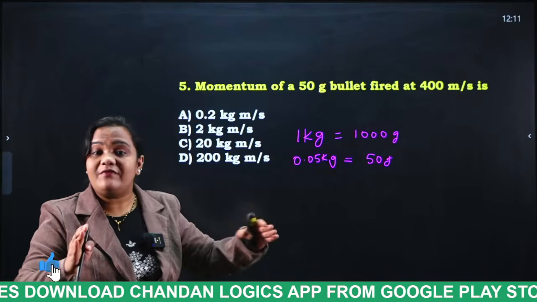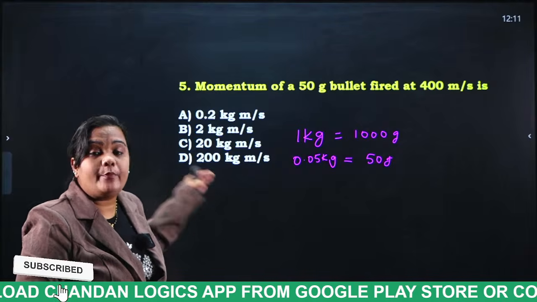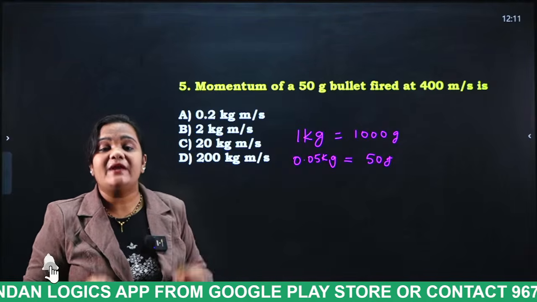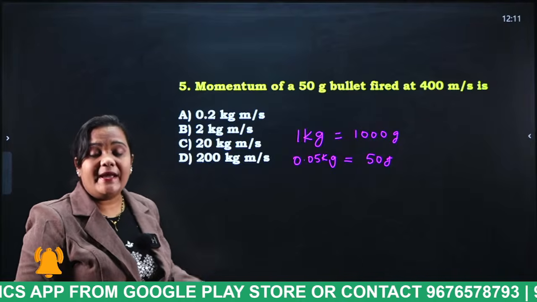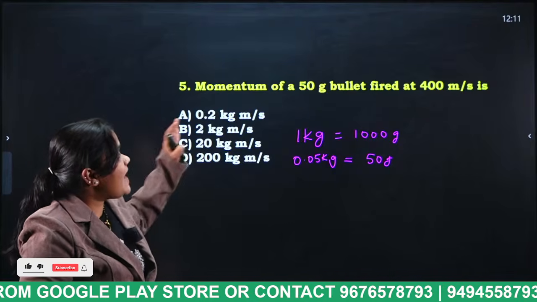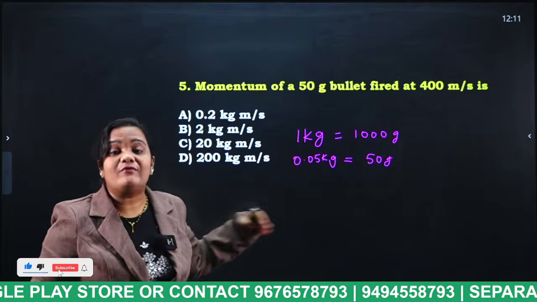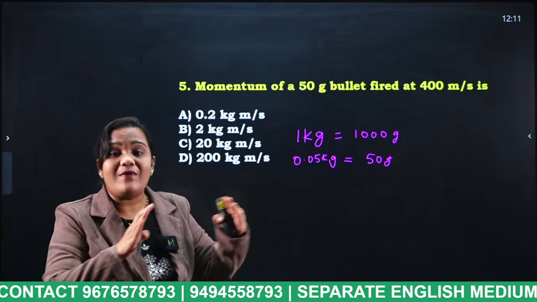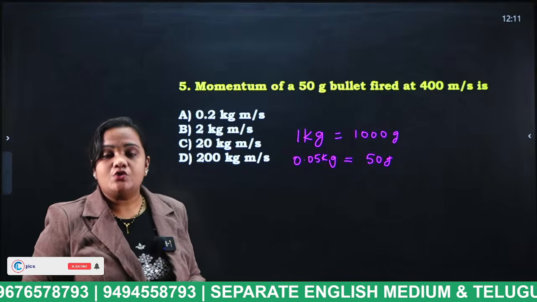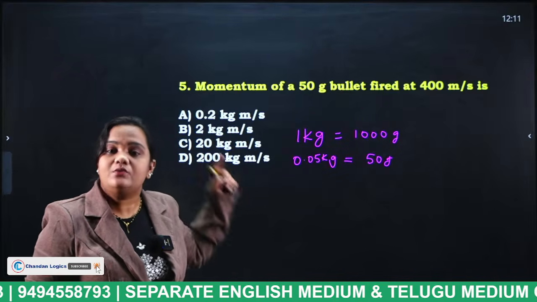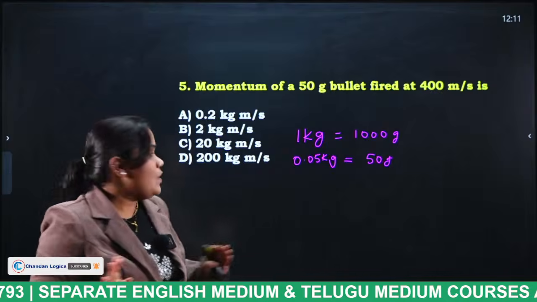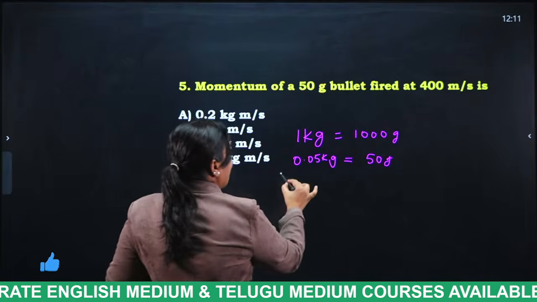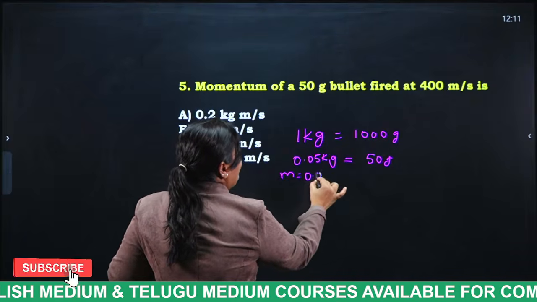First of all, we have to check which units the given options are in, and then we have to convert. In the given problem, the mass is given in grams, so we have to convert grams into kgs. We all know that 1 kg is equal to 1000 grams. So 50 grams is going to be equal to 0.05 kgs. Now the mass is given as m is equal to 0.05 kg.